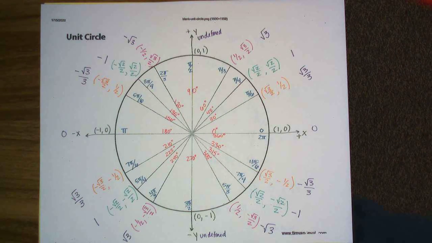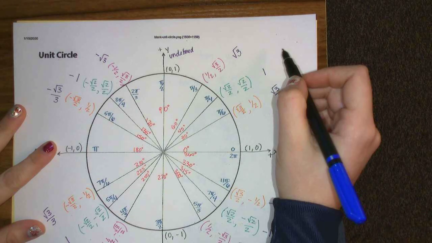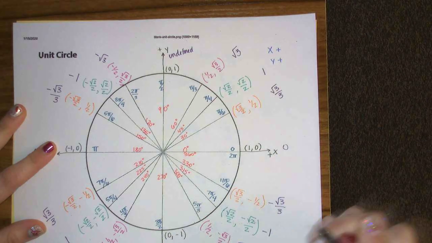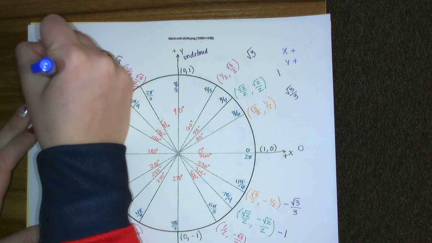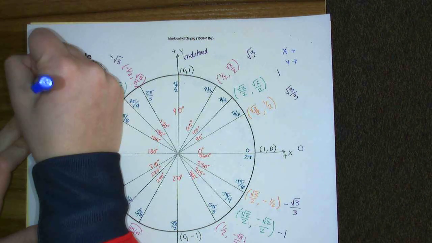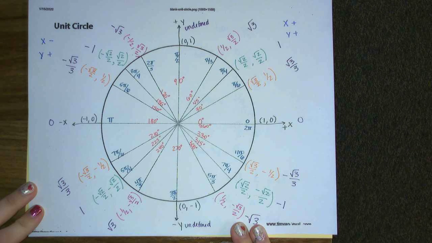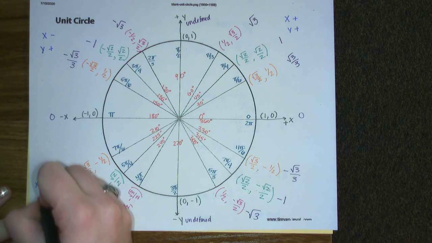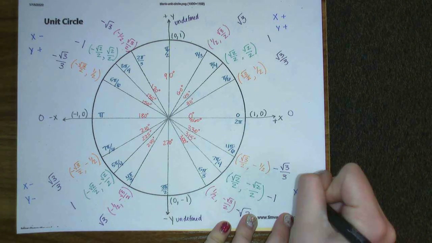The only other thing I was going to write up here is, again, not something you would have to write on the quiz: X is positive and Y is positive up here. Over on this side, X is negative and Y is positive. Down here at the bottom, both are negative, so X is negative, Y is negative. And over here, X is positive, Y is negative.